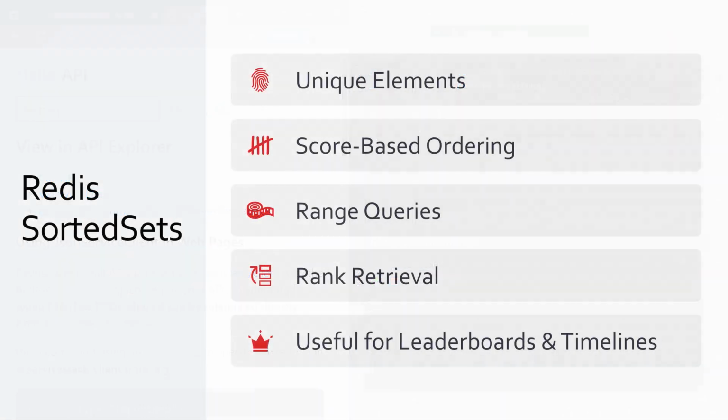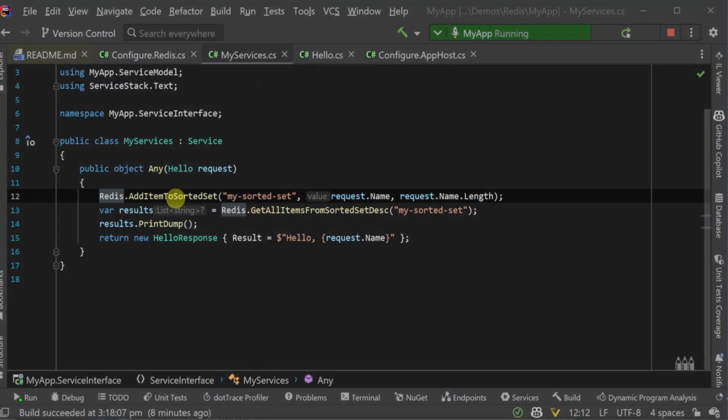Next is sorted sets. Sorted sets are similar to regular sets but with a key difference. Each member of a sorted set is associated with a score, allowing them to be sorted from the smallest to greatest score. They're ideal for all applications where you have to take into account some kind of rating, for instance a leaderboard. For sorted sets, we have the method on the Redis client called AddItemToSortedSet. It takes a key for the sorted set, a value, and then a score.